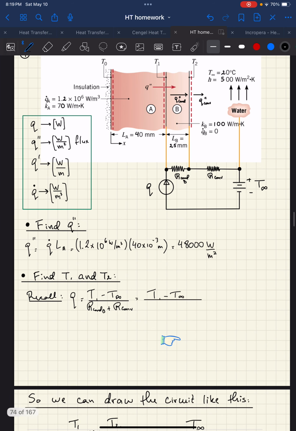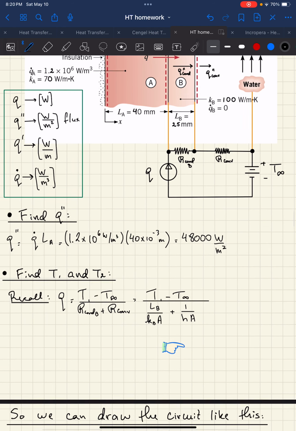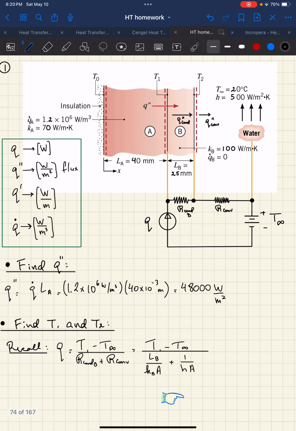For Cartesian coordinates, thermal resistance due to conduction is basically the length of the material, in this case material B, divided by thermal conductivity KB times the cross-sectional area A. Convection is going to be 1 over heat transfer coefficient H times A. There should be a plus here. Now, we're assuming that the cross-sectional area is the same everywhere.